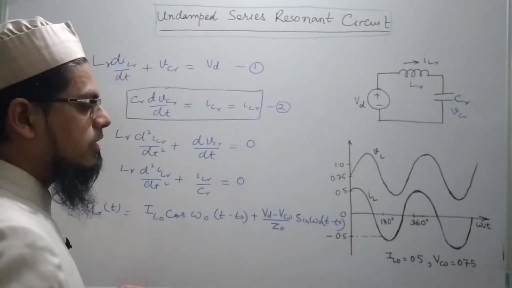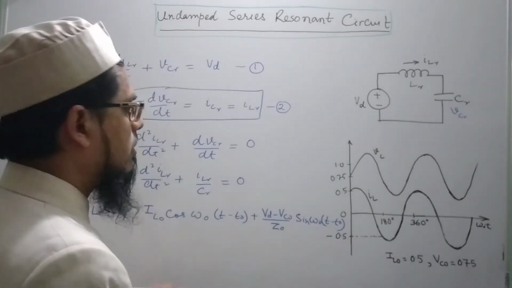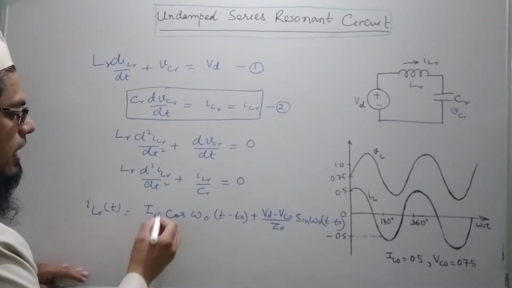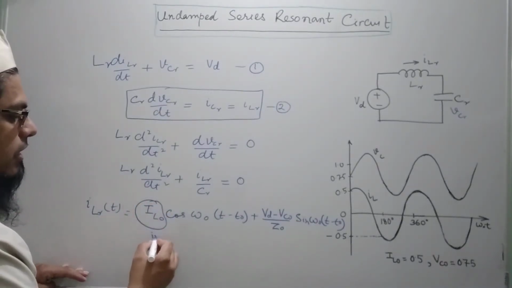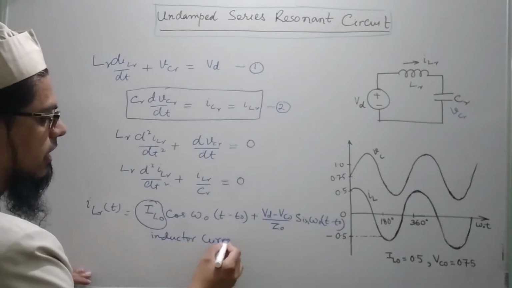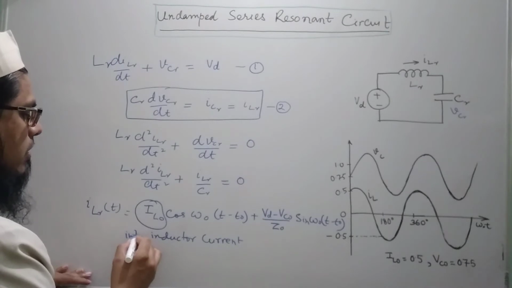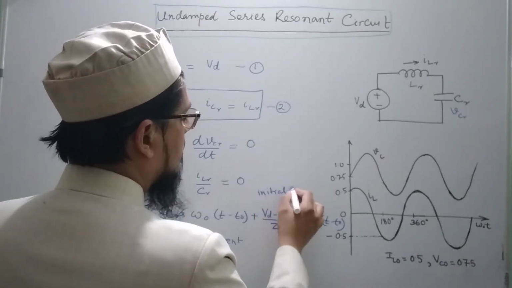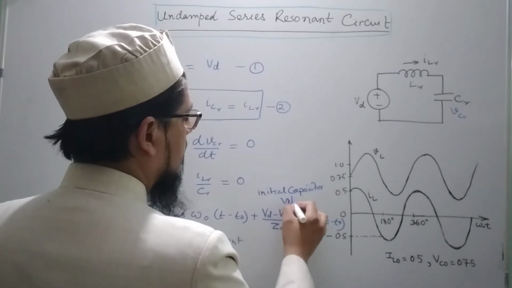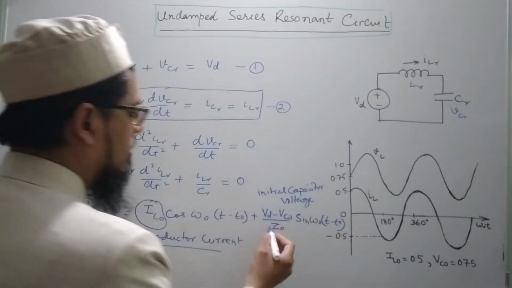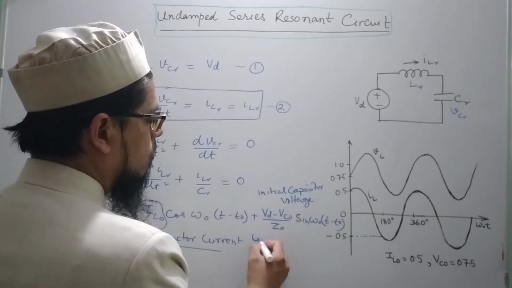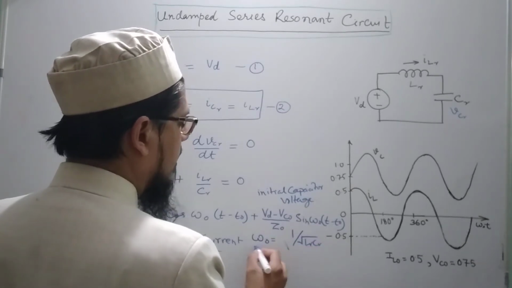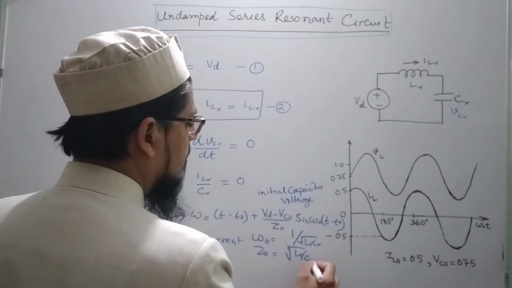Here t0 is the initial instant where we are making the measurement, and t is any time. IL0 is the initial inductor current, while VC0 is the initial capacitor voltage. Omega0 and Z0 are well known. Omega0 is given by 1 over root of LR CR, and Z0 is root of LR upon CR.